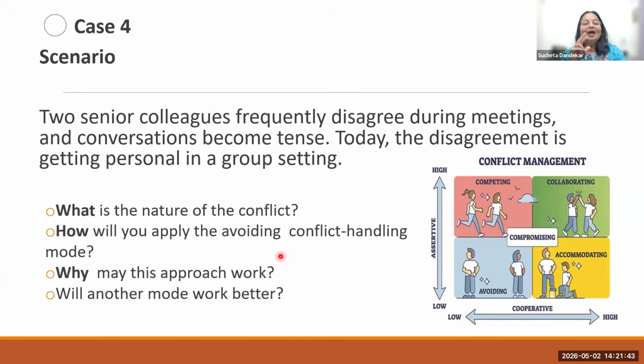The fourth scenario. Two senior colleagues frequently disagree during meetings and the conversations become tense. Today, the disagreement is getting personal in a group setting. People are just saying things to each other which are really very mean. So, how would you avoid? Would you pretend that you never heard them, or what would you do? If you were to avoid, what would you do?